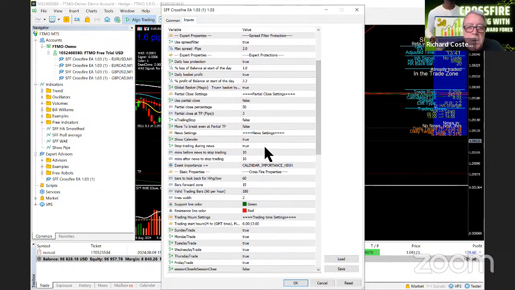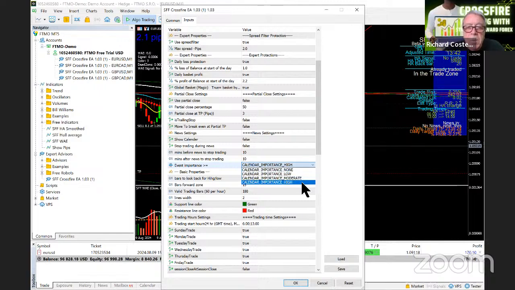The news settings, I've got mine on true. If you double click, it changes to false. You can change the number of minutes. Just double click on them. And then if you double click on calendar importance and then click again, I think it's a right click, is that? Right. There we go. I'll get a drop down menu and it asks me to put a setting on it. I've got mine on high, so it only keeps me out of red flag news. It ignores low impact and medium impact.